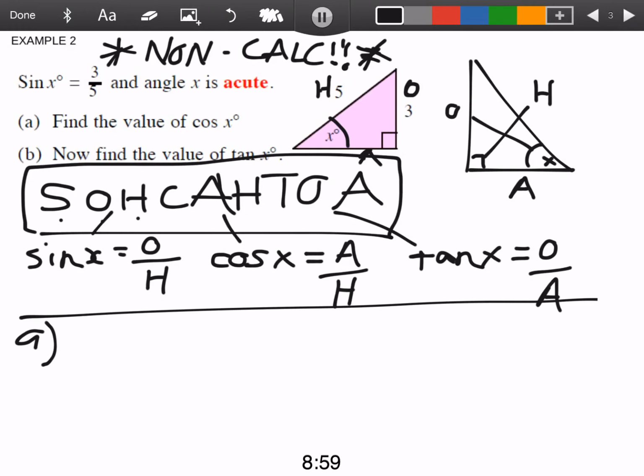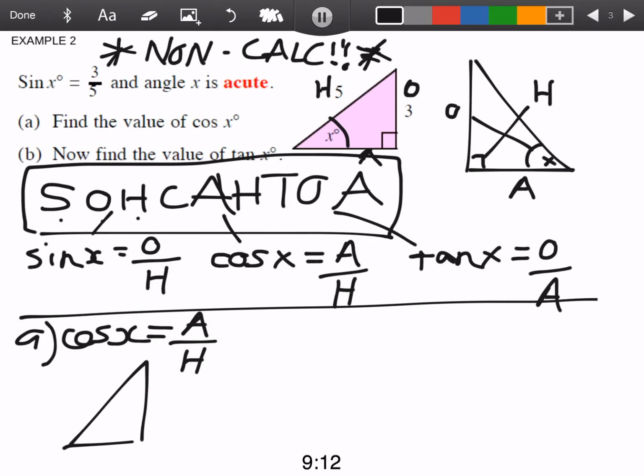Part A. Cos x. Well, what is cos x? Cos is adjacent over hypotenuse. Do we have the adjacent? Oh no, we don't have it. Right, we're going to have to work it out. We've got a right-angled triangle. We don't know this bit. I'll call it A. This is 3 and this is 5. How do we work out length A? Right, this is not trigonometry. It's another topic that you've done before. 3 sides of a right-angled triangle. You know 2. How do you find the other? It's Pythagoras.